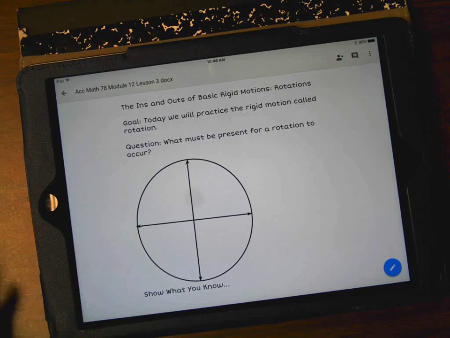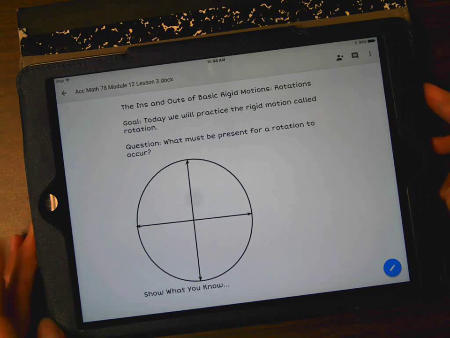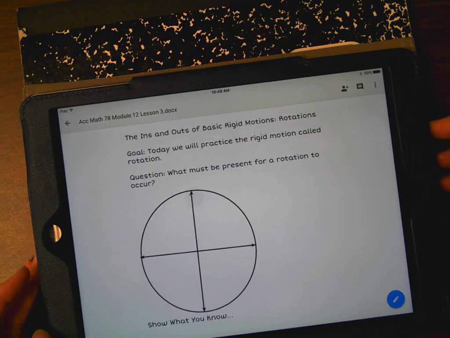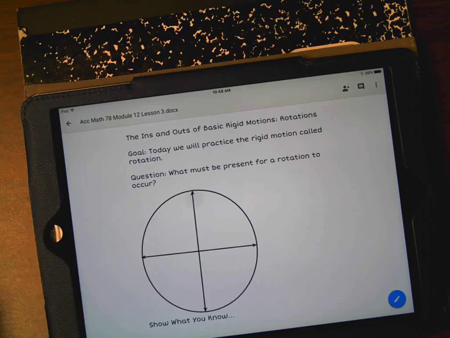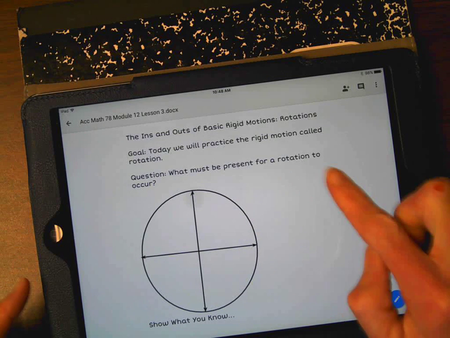In your practice today, or tomorrow in class, you are actually going to have to rotate them, and the degrees are going to tell you how much, so you have to pay attention to these two things that I just told you. So going back to our goal, today we will practice the rigid motion called rotation. A rotation is when you turn a figure a certain number of degrees around the center O.